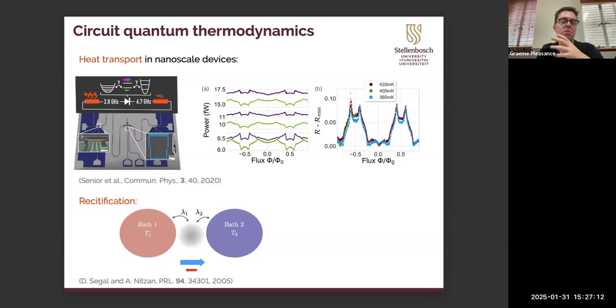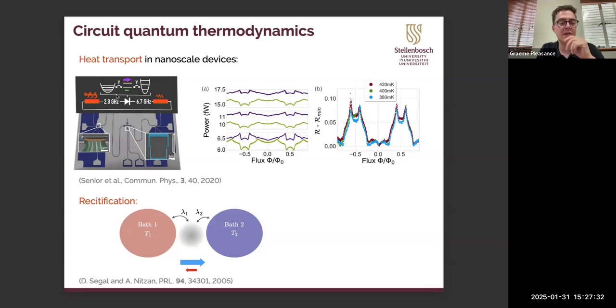essentially an experimental implementation of this paper here, which to my knowledge was the first work that gave the most basic setup that allows you to implement a thermal rectifier.